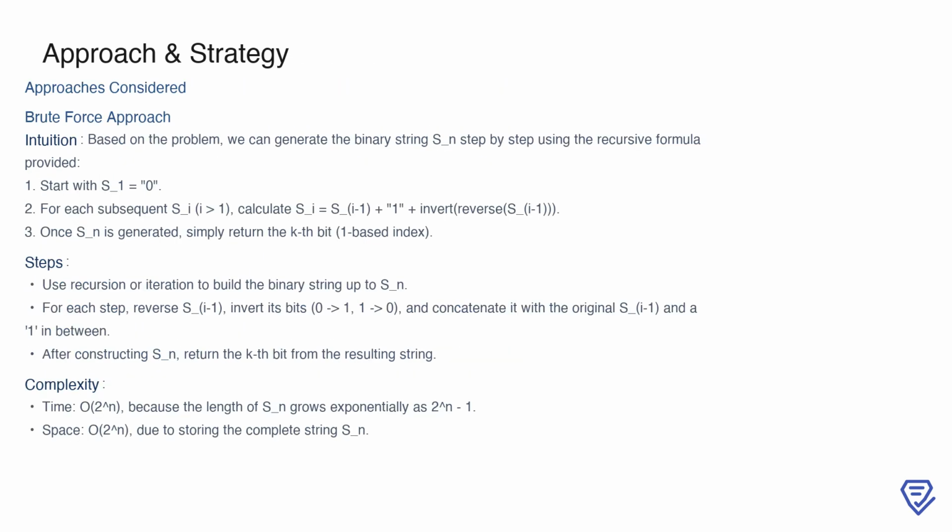To start, let's discuss the brute force approach to solving this problem. The idea is to generate the binary string s_n step by step using the recursive formula provided in the problem. We begin with s_1, which is simply 0. For each subsequent string s_i, we construct it by taking s_(i-1), appending a 1, and then adding the inverted and reversed version of s_(i-1). Once we've generated s_n, we can directly access the kth bit by indexing into this constructed string.